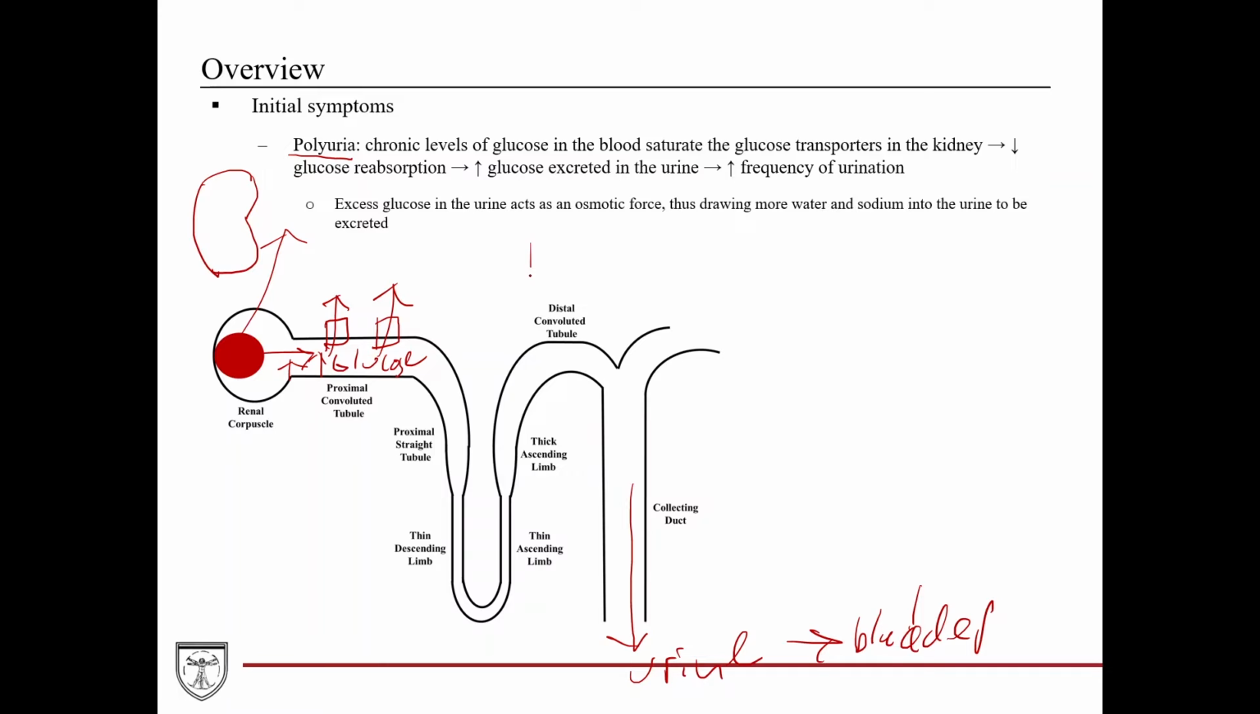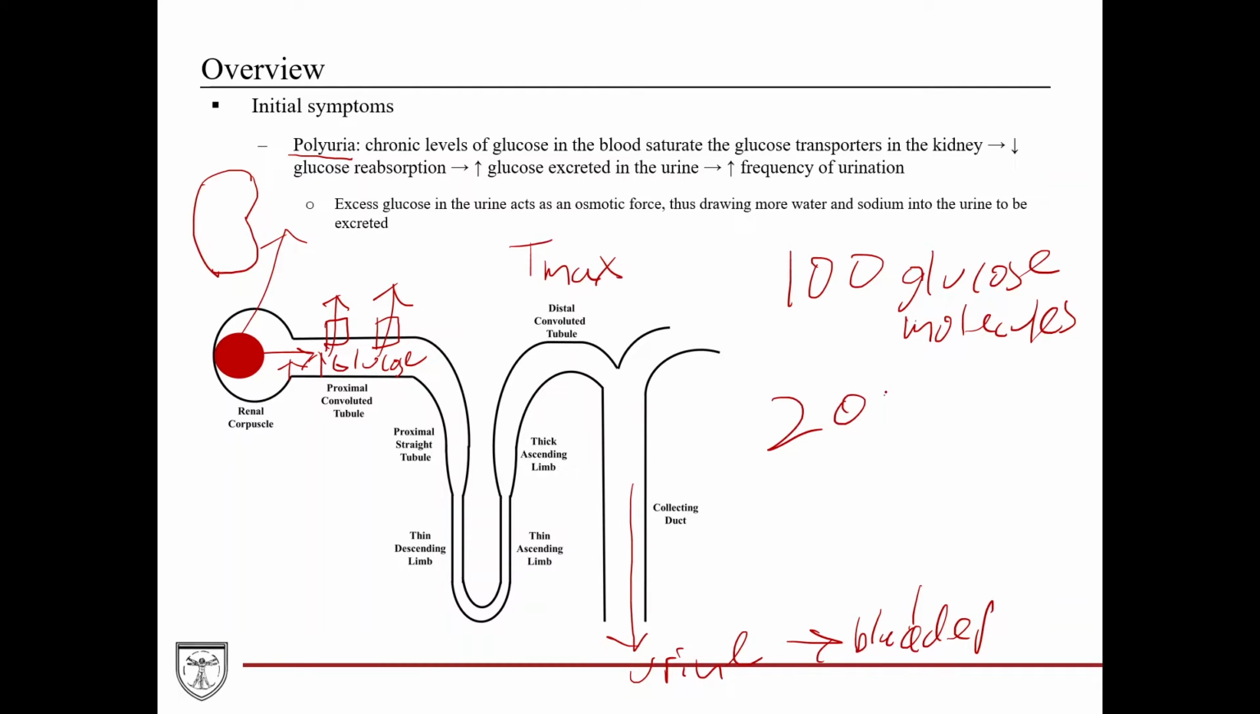And so these transporters have what's called a Tmax, or a saturation point, if you will. And so let's just say it's an arbitrary number of 100. So it can handle 100 glucose molecules. Okay, so if you have 100 or less glucose molecules, no problem. You're going to get them reabsorbed back into the bloodstream.